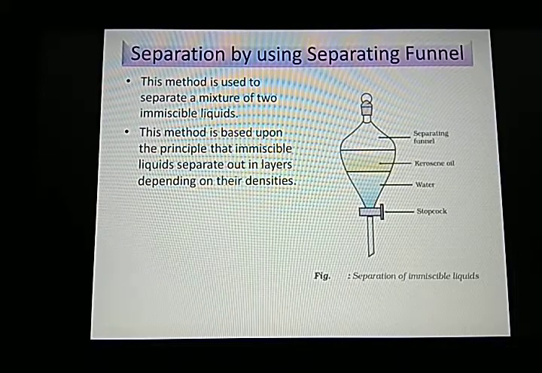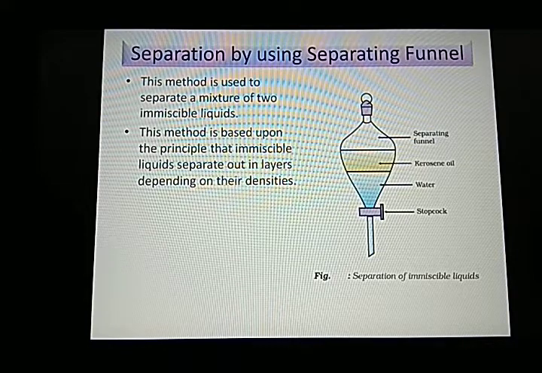Now as you can see in the figure, this is a separating funnel. So we are here separating kerosene oil and water. We know that oil and water don't mix. So oil and water are two immiscible liquids. What we have done here is put some amount of kerosene oil and water, and then we will shake the separating funnel.